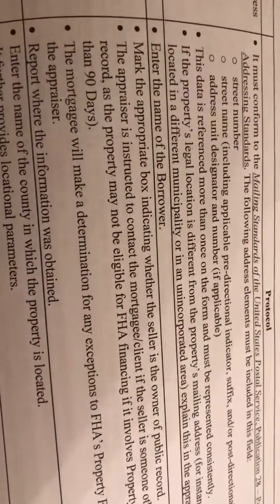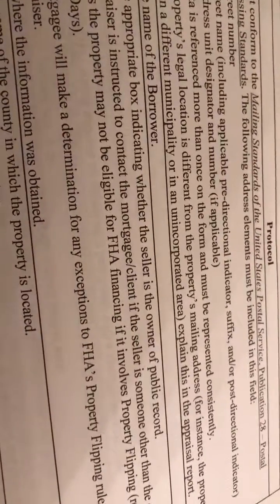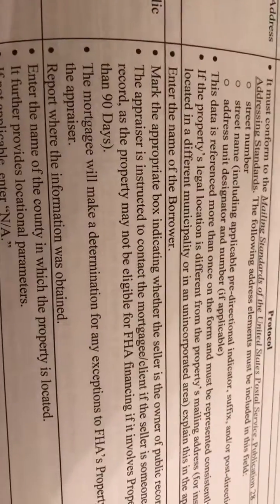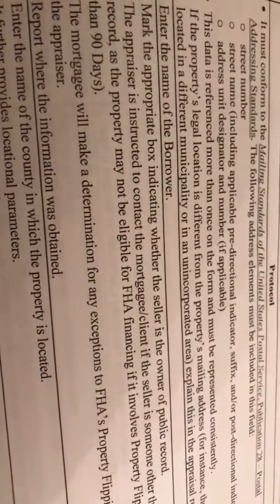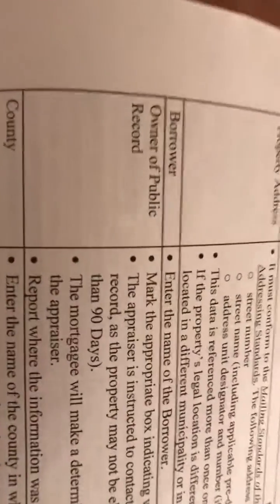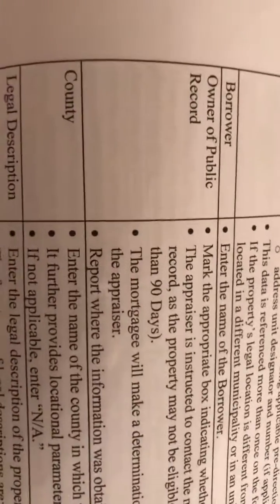If the property's legal location is different from the property's mailing address, for instance, the property is located in a different municipality or in an unincorporated area, explain this in the appraisal report. Field, borrower. Protocol. Enter the name of the borrower.